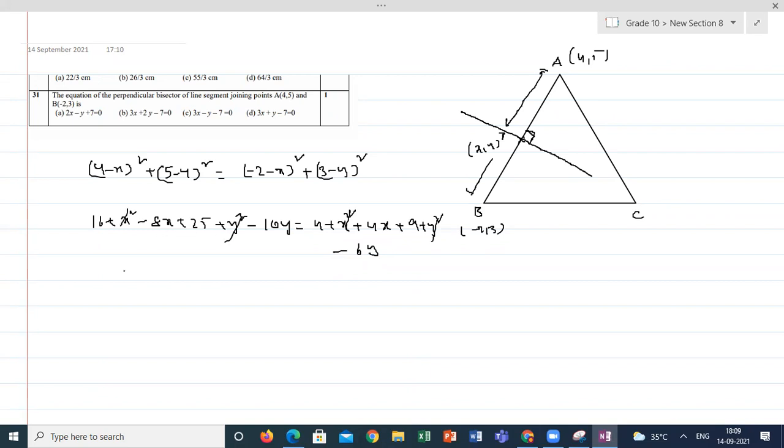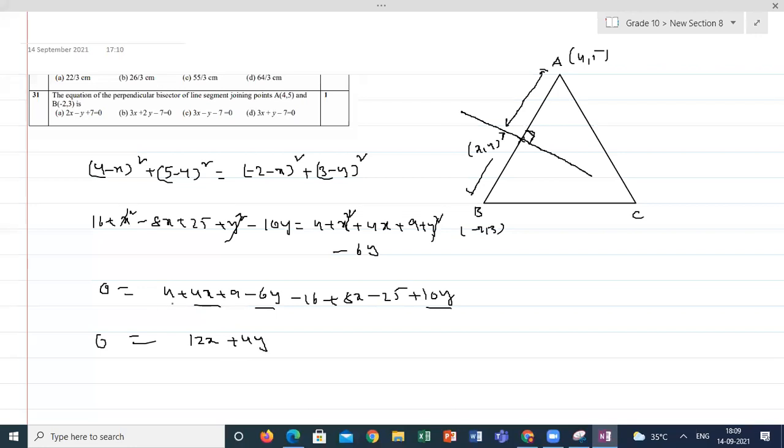This will give us, if I'm taking everything that side, 4 plus 4x plus 9 minus 6y minus 16 plus 8x minus 25 plus 10y. So minus 6y plus 10y, 4x plus 8x, that is 12x plus 4y. 4 plus 9 is 13, 13 minus 16 is minus 3, minus 3 minus 25 is minus 28. This will be 3x plus y minus 7 is equal to 0. This is the condition I got.